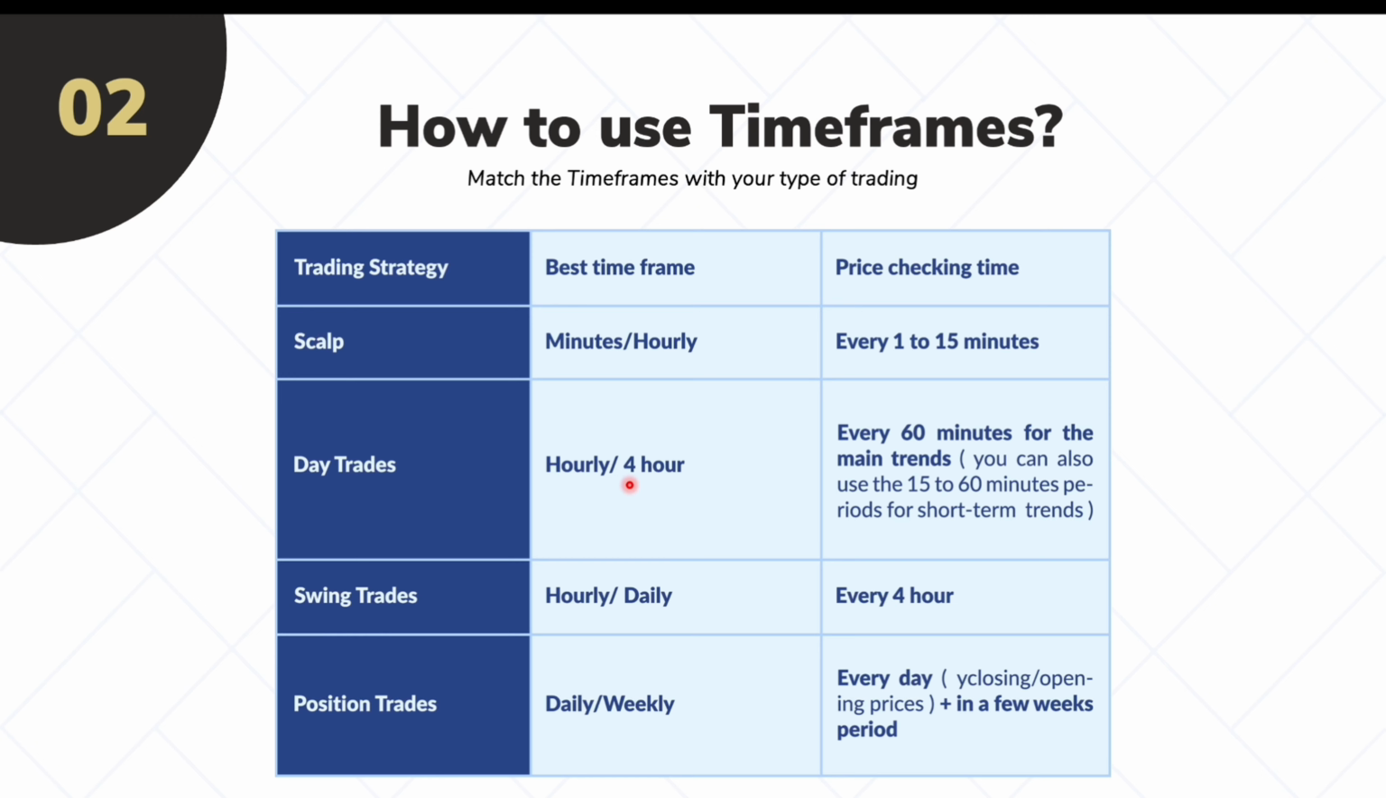Day traders are a little more in the market. They trade from the hourly to 4 hour mostly, and they check price every hour or so. Swing traders are the higher time frame people, hourly, daily. They check price once or 2 times a day. And the position traders are like the hedge funds, the big money. They trade on a daily and weekly time frame, and then just look every day like, hey, has something happened to my position? And they're in for weeks at a time.